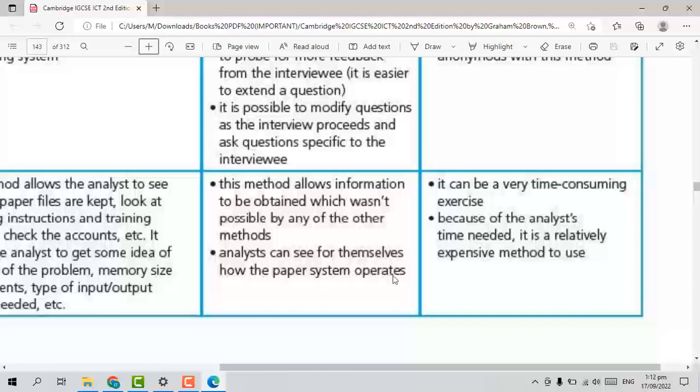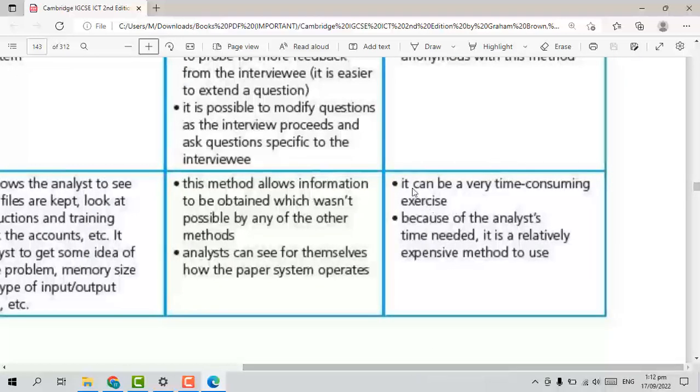Now, what about the disadvantages of looking at existing paperwork? It can be a very time-consuming exercise. If you have a company that's, let's say, a school that's 10 years old, so they've been working for 10 years, and every year they get new students, and for every student they have a big file with, let's say, birth certificate, parents' information, ID cards, report cards, and so on and so forth. So it's very time consuming.